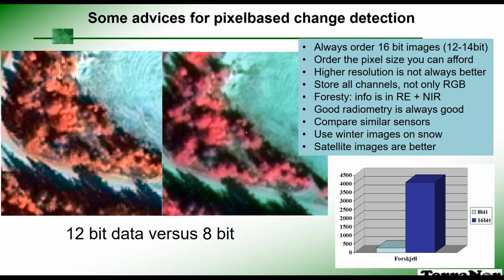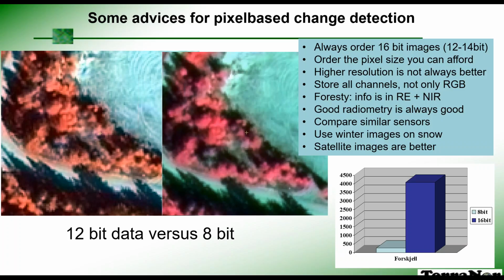I worked with this for a long time with a lot of people, so I tried to combine all the practical knowledge from all of them. And I come up to this little slide here. You should always order 16-bit images if you can. And you order the pixel size you can afford. You can always translate 50 centimeters up to 5 meters, but you can't take a 5 meter pixel size down to 50 centimeters. That's not doable.